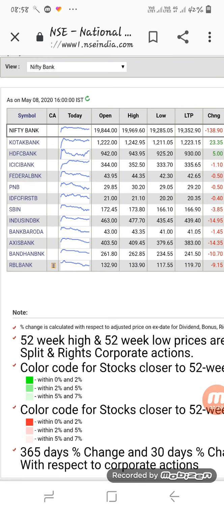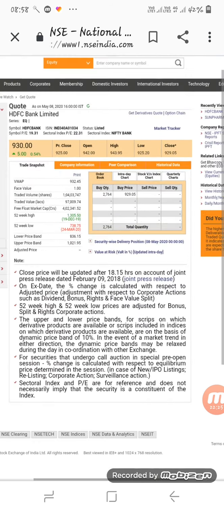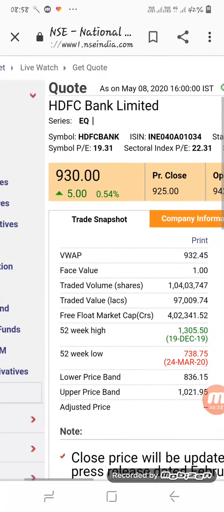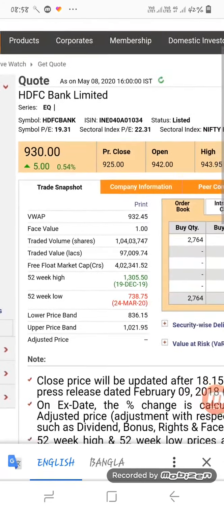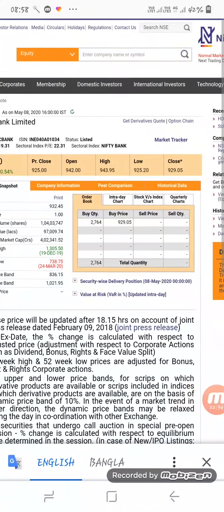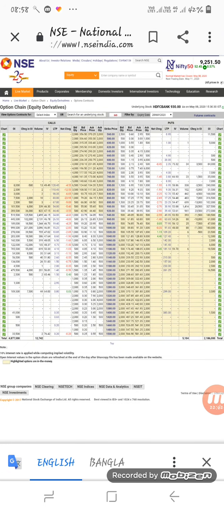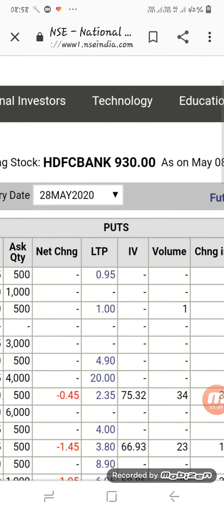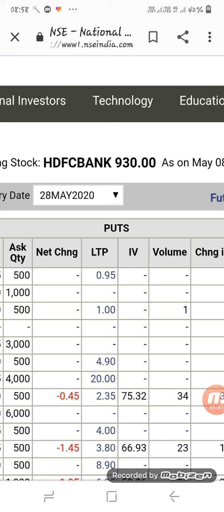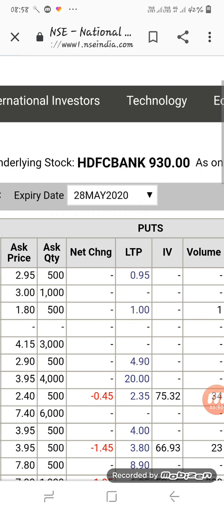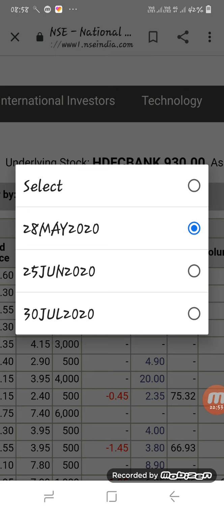And if you want to see the derivative, you can directly click onto HDFC Bank. So this page will pop out, and you'll see the spot price out here is 930. And if you want to see the various strike prices, or option premium LTP, you can go to option chain. As I've told you, the HDFC Bank spot price is 930. If you are thinking that HDFC Bank share price is going to increase, you need to check the expiry date. So out here, three expiry dates are here: 28 May, 25 June, or 30 July.